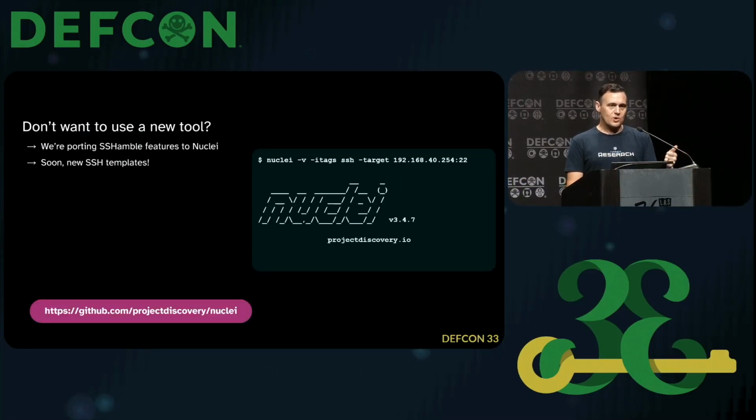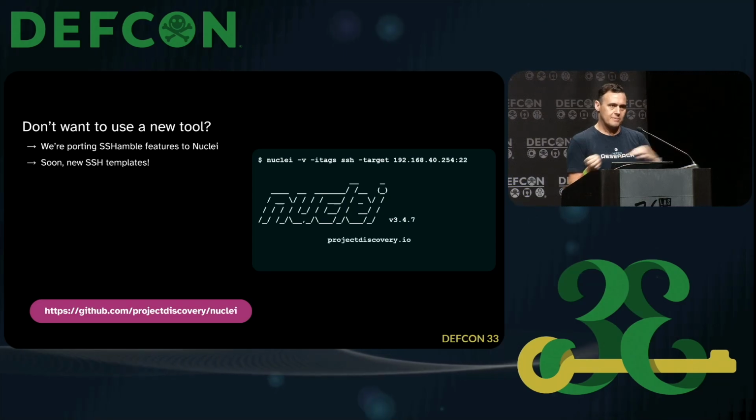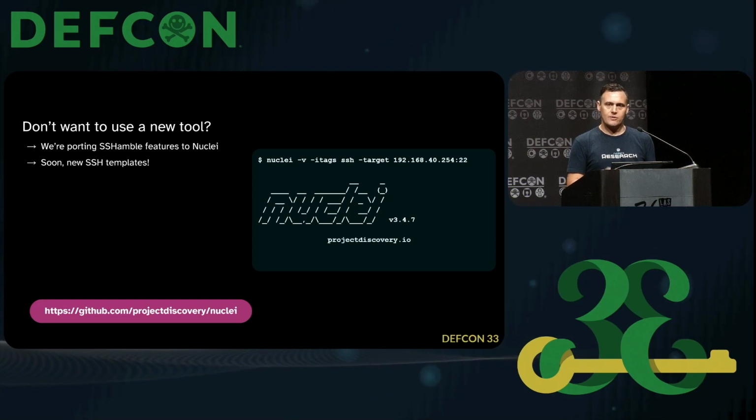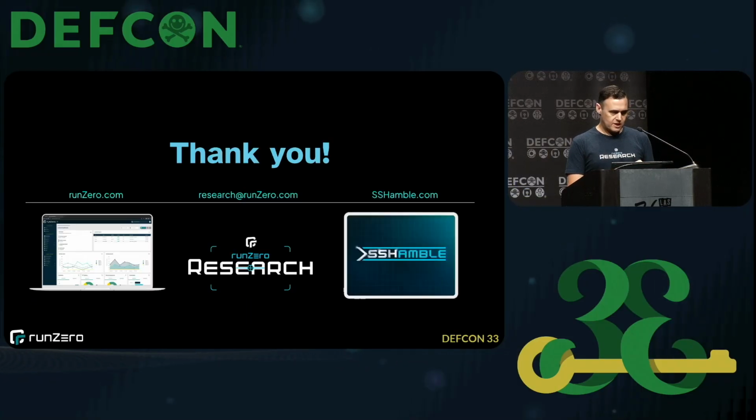And if you don't like our tool at all, that's cool. We're actually in the middle of porting Shamble into Nuclei itself. So if you use a Nuclei scanner, we're hopefully going to have all the same Shamble checks available as Nuclei templates soon and share the same code base. You can just run Nuclei like normal and get all these fun bugs dropping out on the Nuclei side. So that is the talk. Thank you so much.